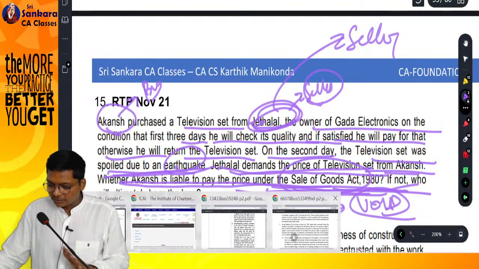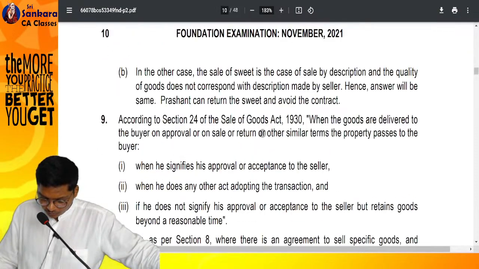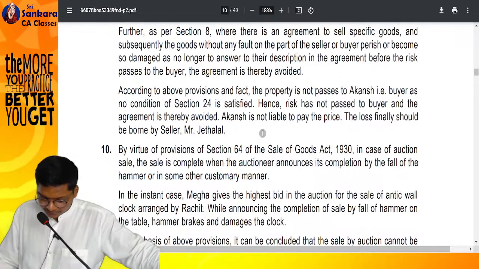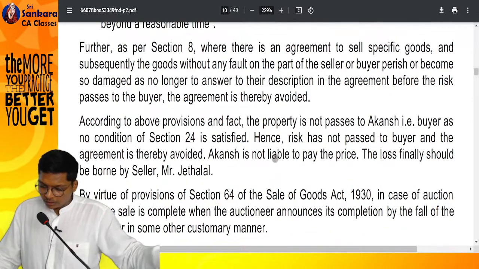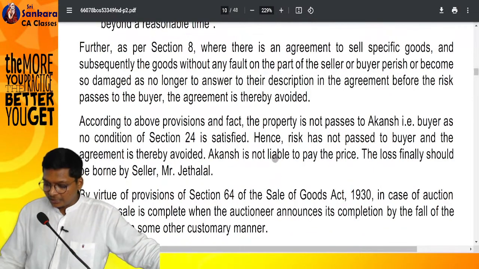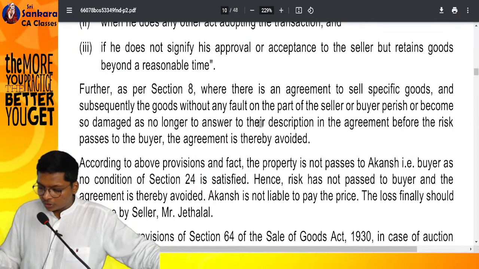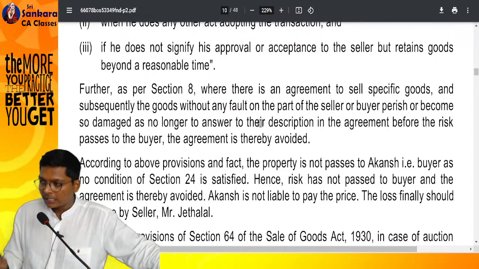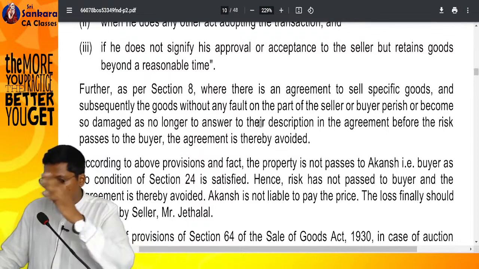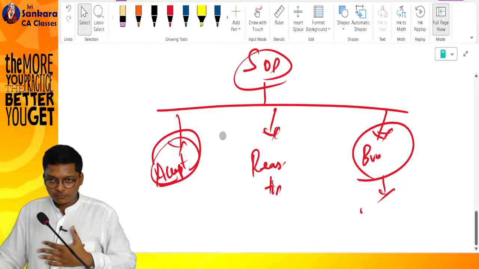I just want to double check the answer in the material, so I'm going and checking once, guys. Here it is, question 8. Akash and Jeet Lal. Yes, the loss has to be finally borne by Jeet Lal because on a sale or return basis, the property has not passed. The English is wrong, guys. In the RTP, they are saying the property has not passed to Akash. Property is not passed to Akash. You are correct, Subhadra. Ownership is not transferred, so the risk is going to be with the seller. Able to follow, guys?